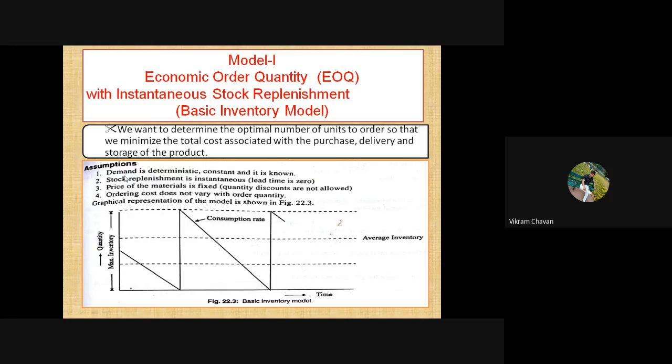We can see here that the demand is deterministic, constant, and known. Demand will not vary, so there will not be any further changes in the demand according to season or according to the trend.